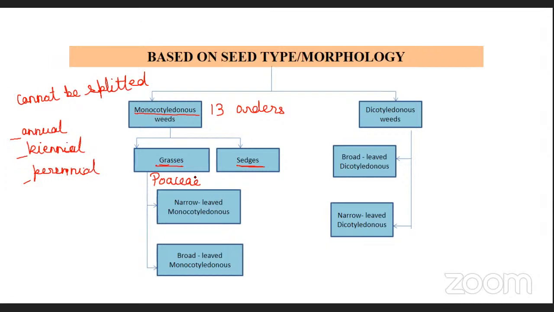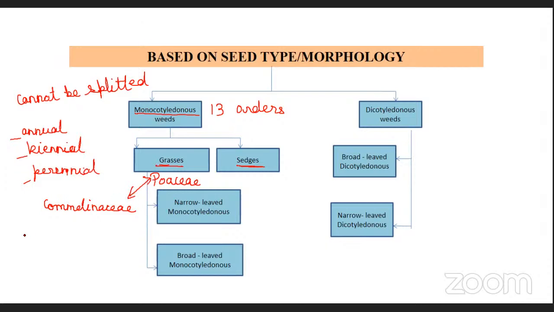After the Poaceae family, the second most important one is the Commelinaceae family, which includes Commelina bengalensis. They usually contribute to the species diversity of the monocots. These two are the most important families among the grasses.